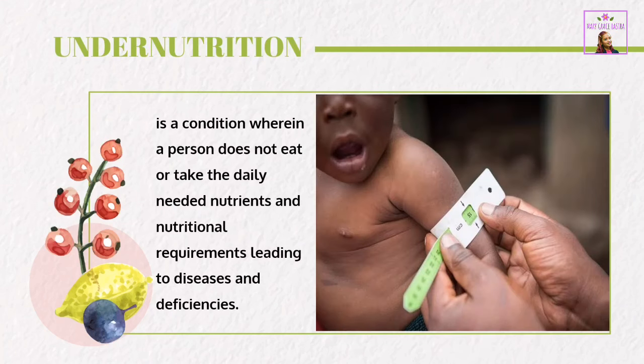Undernutrition is a condition wherein a person does not eat or take the daily needed nutrients and nutritional requirements, leading to diseases and deficiencies. An undernourished person may lack vitamins, minerals, and other essential substances needed by the body to function, and is prone to diseases such as rickets, anemia, cold, cough and fever.